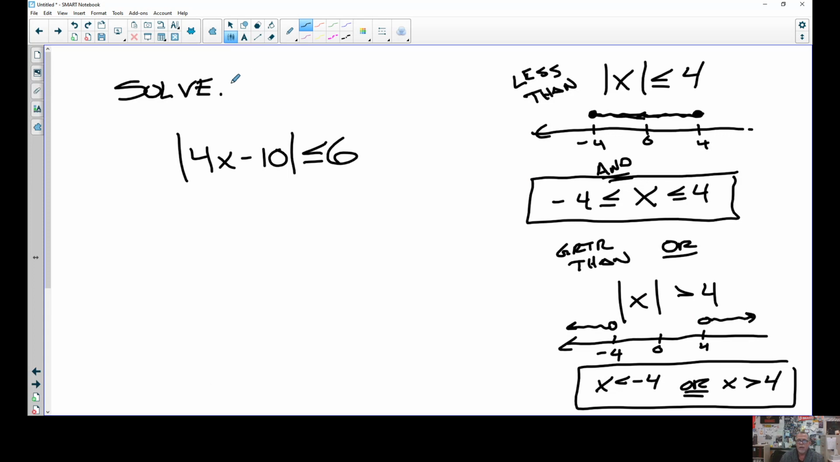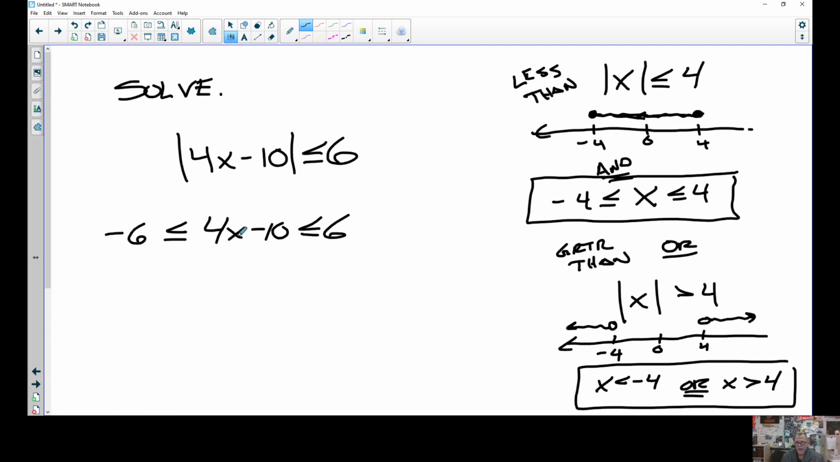So when we get this solved and they give us this type of thing, it's the same thing. Even though there's an expression in here rather than just x, we do the same thing. It's a less than. Less than means and. It means I put these in between the two pieces. So I do this, 6, and then I go greater than over here, and -6. I do the opposite. All right.